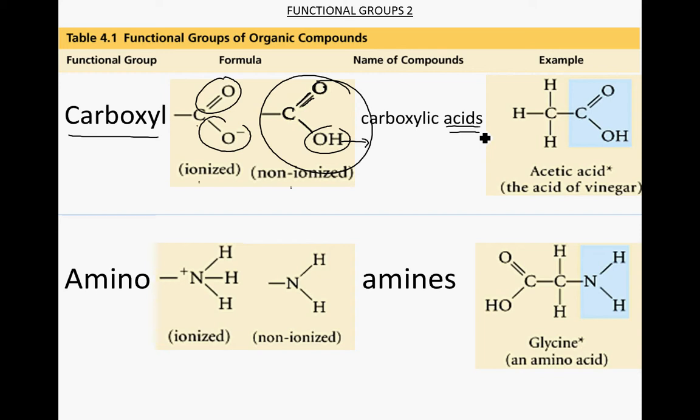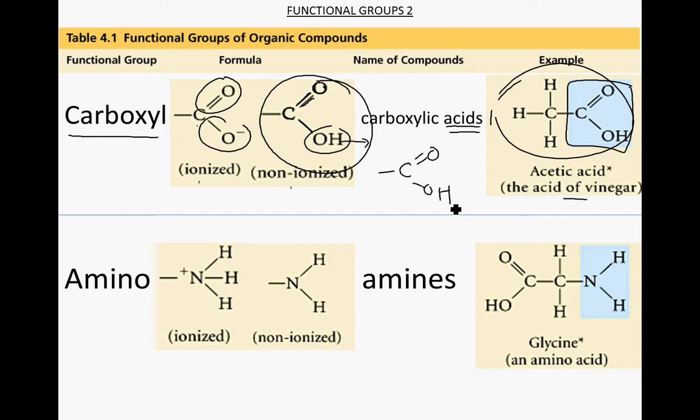Acetic acid, the acid of vinegar, looks structurally, molecularly like this. And again, here is the functional part of the molecule, the carboxyl group. This is one to take a look at, and you want to be able to practice writing this out from scratch. There's the carboxyl group, C double bonded to O with an OH.